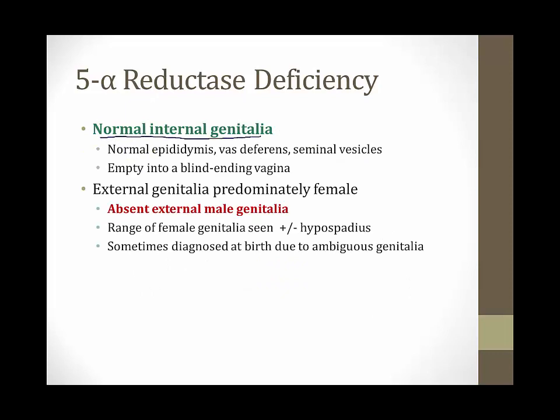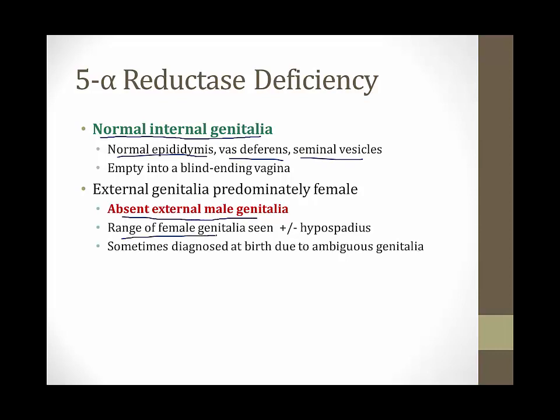That's because the Y chromosome is normal and it produces the testes, including the Leydig cells, and the Leydig cells make testosterone. And testosterone drives normal formation of the epididymis, the vas deferens, and the seminal vesicles. The external genitalia, however, remain female. They do not develop into male genitalia. That's because there is an absence of dihydrotestosterone. Therefore, there are absent external male genitalia.